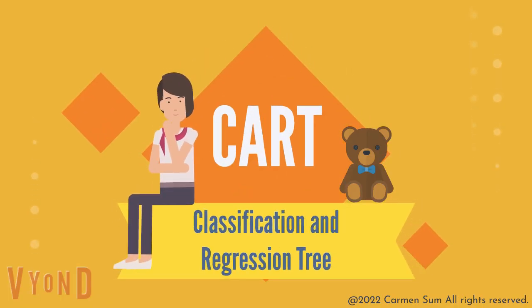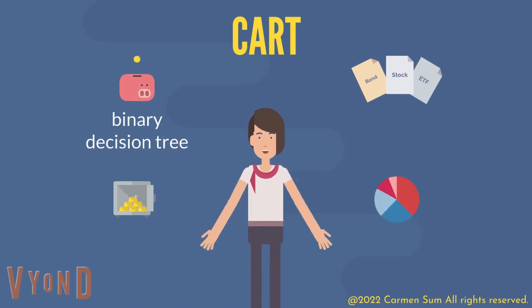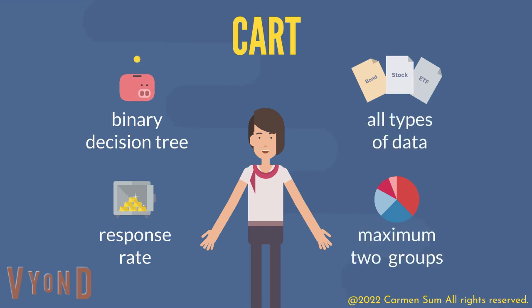The last technique is CART, which refers to classification and regression tree. CART uses a binary decision tree to split data and calculates the response rates for each subgroup. It works with all types of data, but it can only split a maximum of 2 groups at each level.